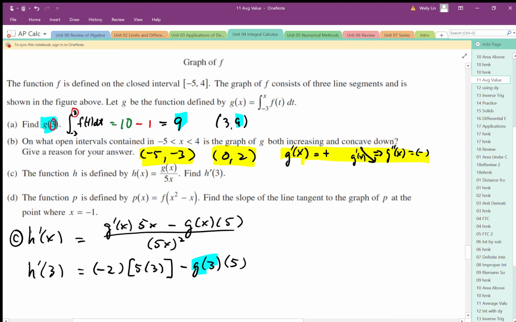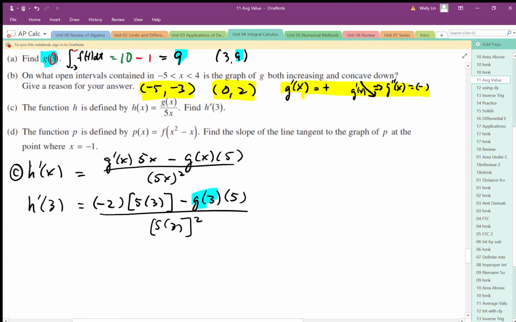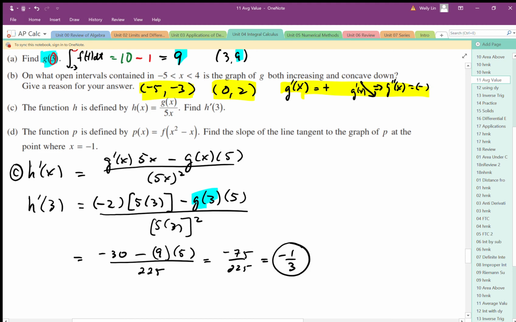And then on the denominator, plug in my x. So I get 5 times 3, all squared. The only thing really in question here is my g of 3. Working this out, -2 times 5 is -30, minus g of 3, which is 9 from above. Then that's going to be 15 squared, or 225. Working that all out, it's -75 over 225, which is equal to -1 over 3. So the derivative of h at 3 is -1 over 3.